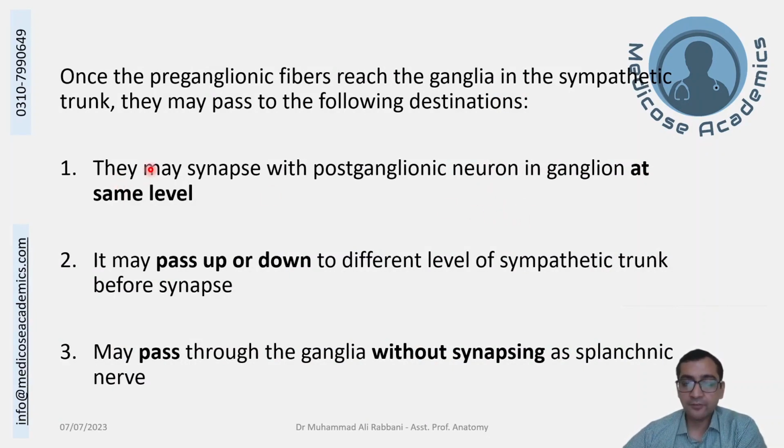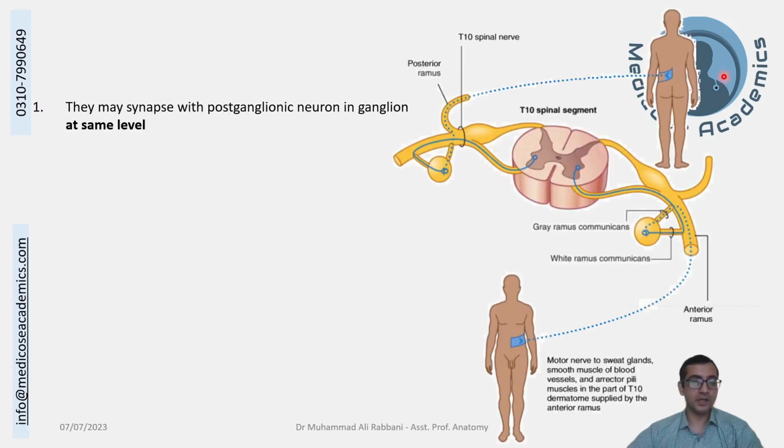One is that when they have reached the sympathetic chain, they immediately synapse at the same level, and after the synapse the postganglionic fiber exits. Second, when they enter, they may move up and down the sympathetic chain and exit from there. The third option is that they may not synapse at all. Let's go into the detail.